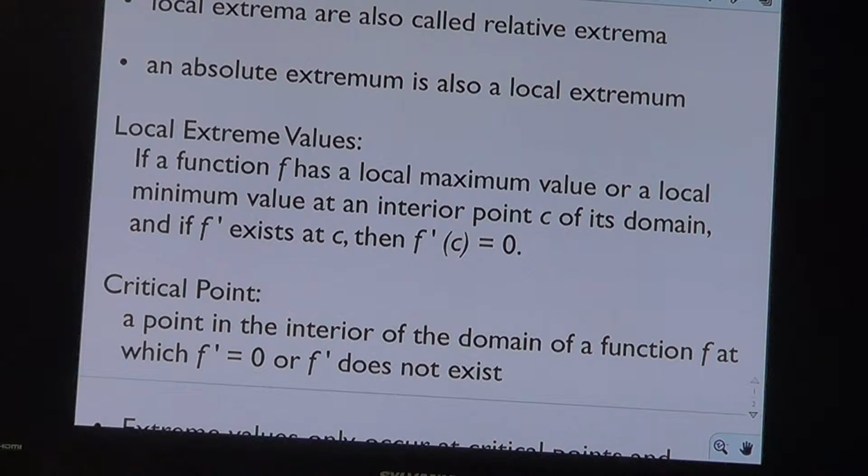Local extreme values. If a function has a local maximum value or a local minimum value at an interior point c of its domain, and if the derivative f prime exists at c, then the derivative at c will be 0. So here's what that means.